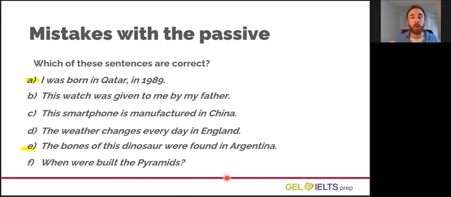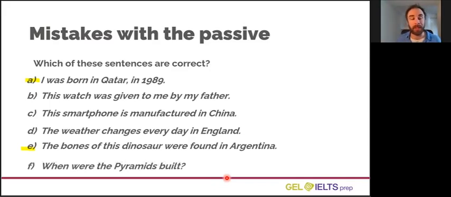It's an incorrect word order. It should be when were the pyramids built?